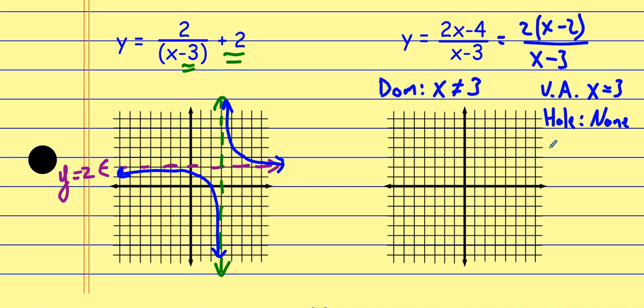And then I have to look at horizontal or oblique. Go back to the original function right here. A 1 and a 1, when the degrees are the same, it's a horizontal asymptote. And I divide the leading coefficients, so it's y equals 2 again for this one. All right? And so as I start to plot this thing, watch this, x equals 3. That's this guy right here. Y equals 2. That's this guy right here.